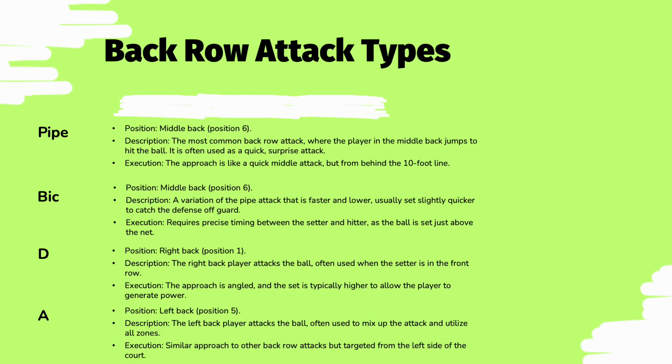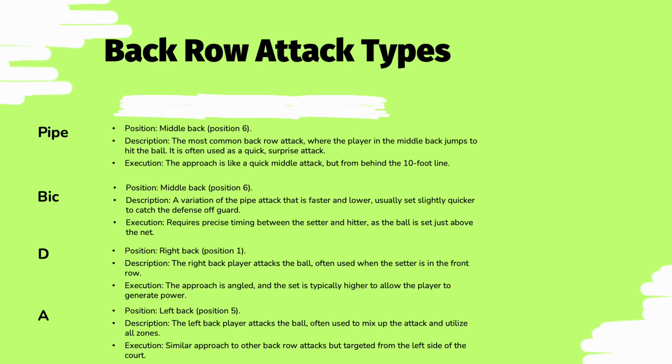A D attack occurs as a result of the player in the right back position attacking the ball, and oftentimes you will see this ball in system set by a setter who is a front row player. Again, the back row attacker in this case may indeed be the right back in terms of position, but not necessarily all the time.